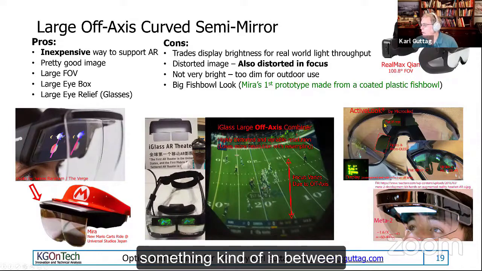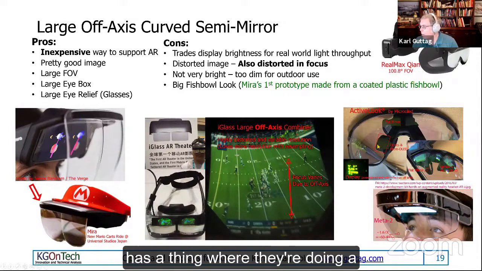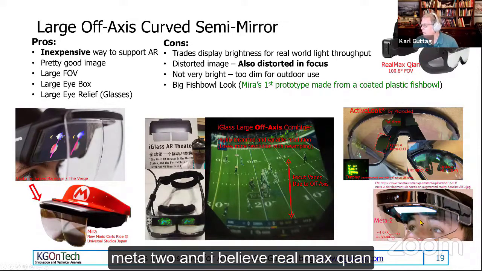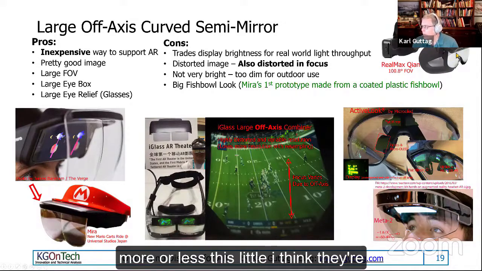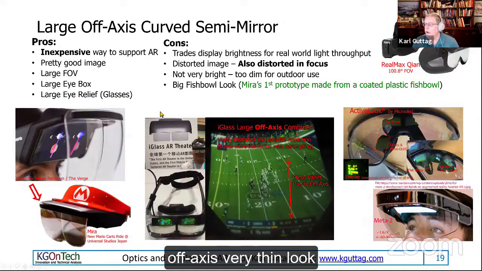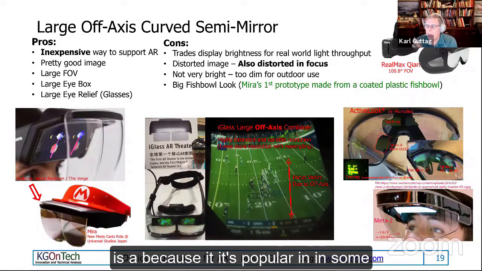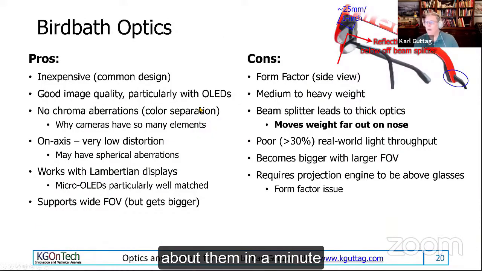There's also something kind of in between. ActiveLook, which is a part of micro OLED, has a thing where they're doing a similar thing, but on a kind of small scale. And you guys may remember Meta 2, and I believe RealMax Qian, that's a fairly recent thing. It's also doing more or less this, although I think they're maybe a little bit different, but it's still an off-axis, very thin look. The reason why I brought this up first is because it's popular in some products, but also because it kind of sets up for bird bath optics. And we'll be talking about them in a minute.